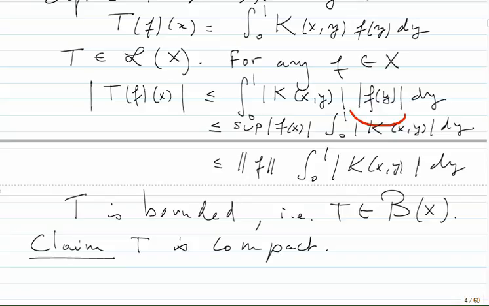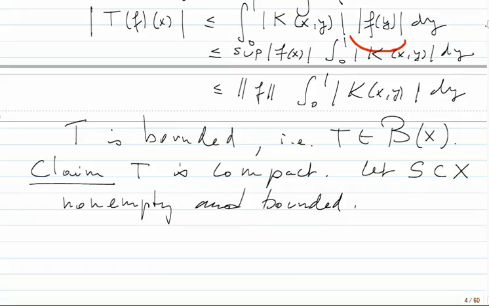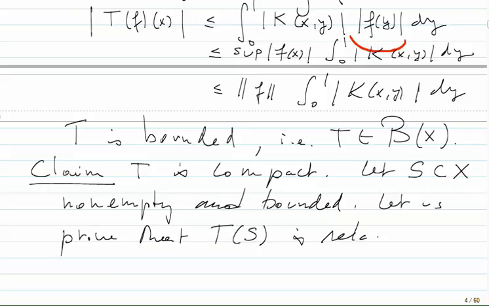So let S be a subset of X which is non-empty and bounded. So this is a set of continuous functions on [0,1] which are uniformly bounded. We want to show, let us prove, that T of S is relatively compact. So this should remind you of the Ascoli-Arzela theorem, because that's exactly what it is.